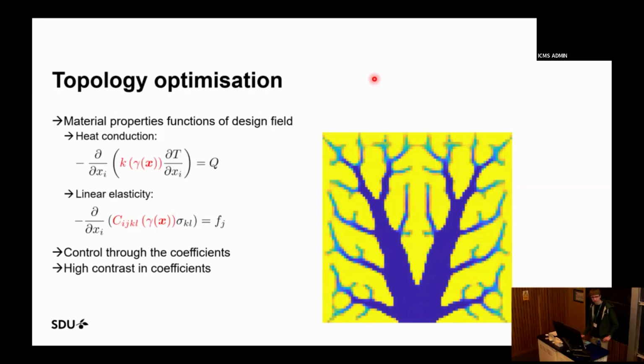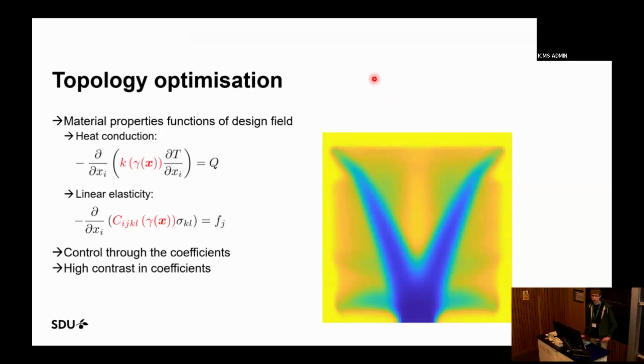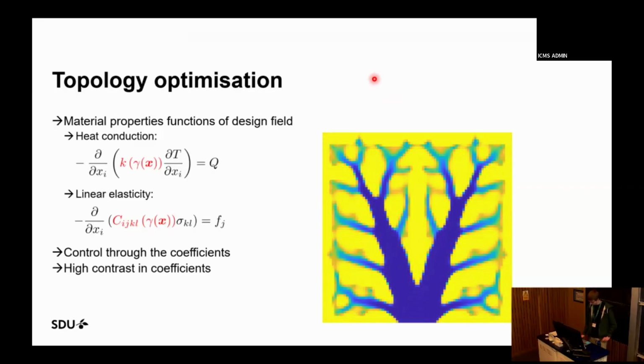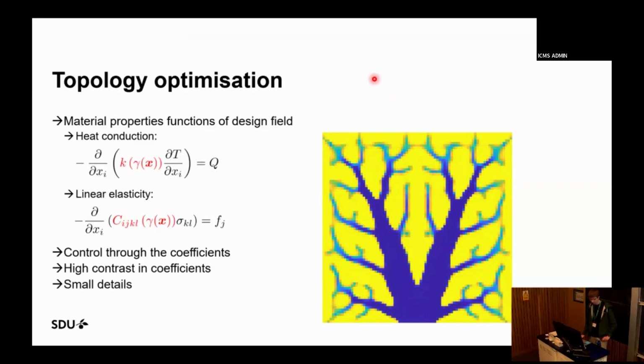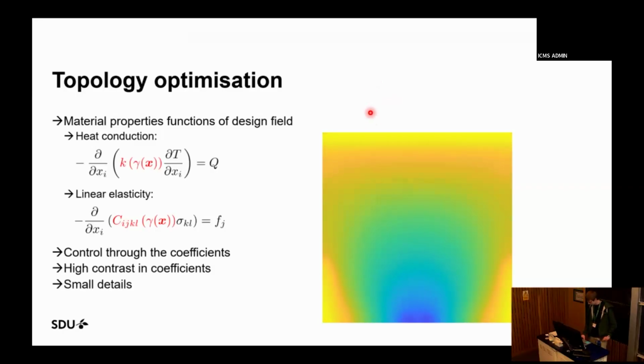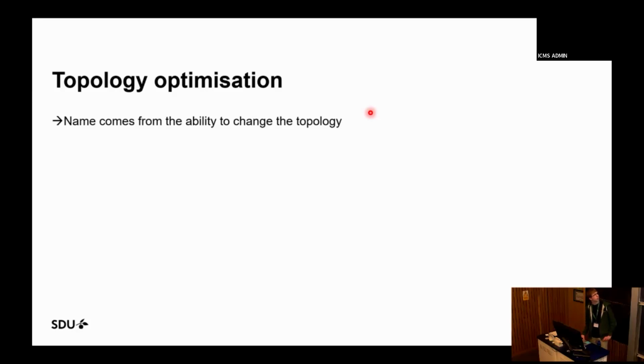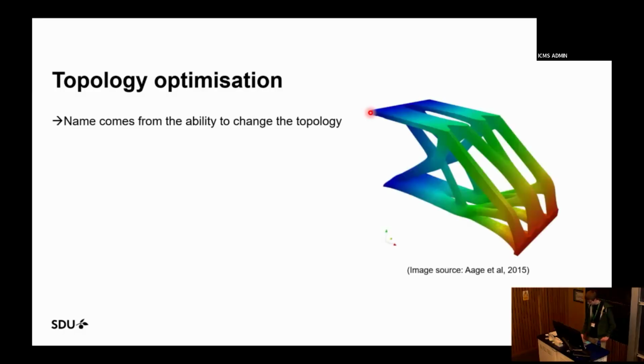So what you end up with in the end is high contrast in the coefficients, very typically, and also designs which contain quite small details like these small branches. The name topology optimization comes from the fact that it has the option to change the topology of the design, which is something that many other design optimization algorithms don't have. And this is especially visible in the domain of structural design, where you often end up with these designs which contain many, many holes.